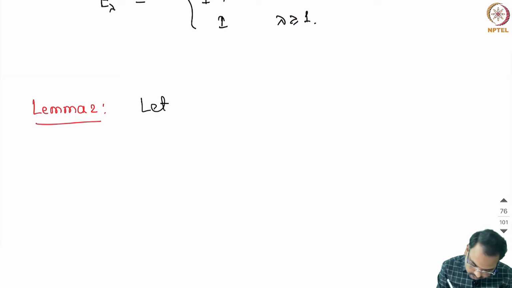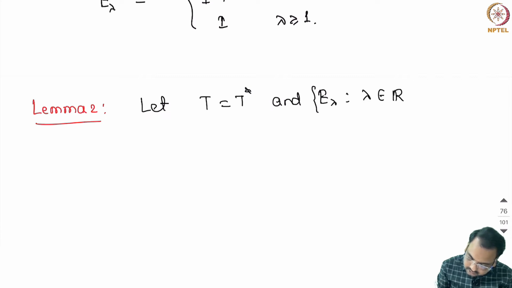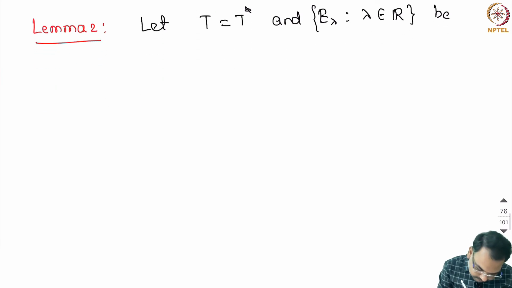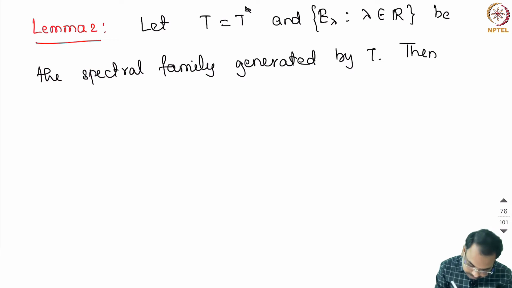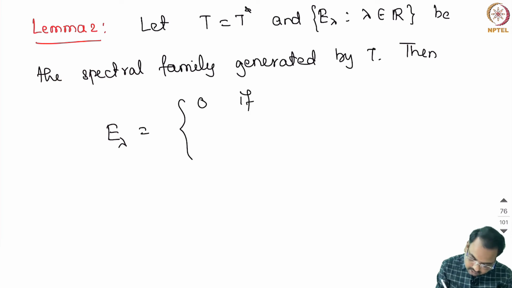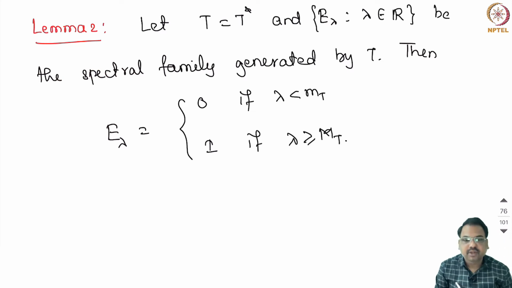Let T be a self-adjoint operator and E lambda be the spectral family generated by T. Then we can say that E lambda is a 0 operator if lambda is strictly less than m, and identity if lambda is bigger than or equal to the upper numerical bound.